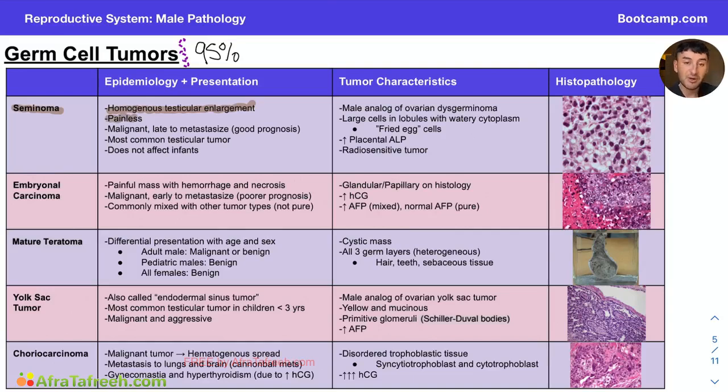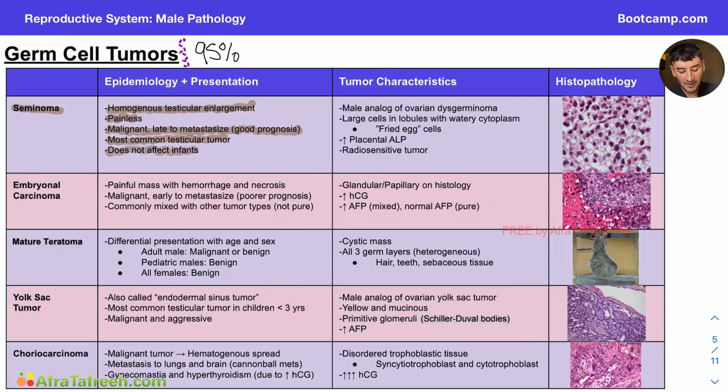And then in terms of the prognosis here, these are going to be malignant tumors. However, they take a while to metastasize. So there is some time that you have to diagnose this before it goes on to full metastasis, which means that they have a really good prognosis. Like I said, this is going to be the most common testicular tumor, and then important here is that this type of tumor does not affect infants. So you will only expect to see this tumor type in aged toddlers and above.